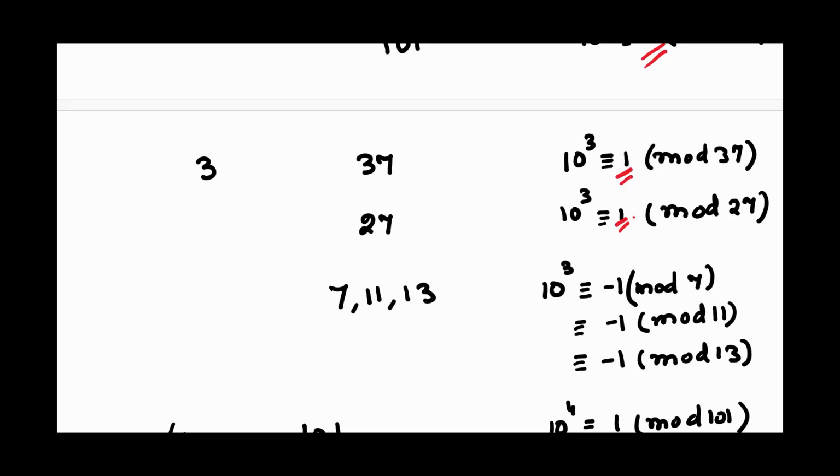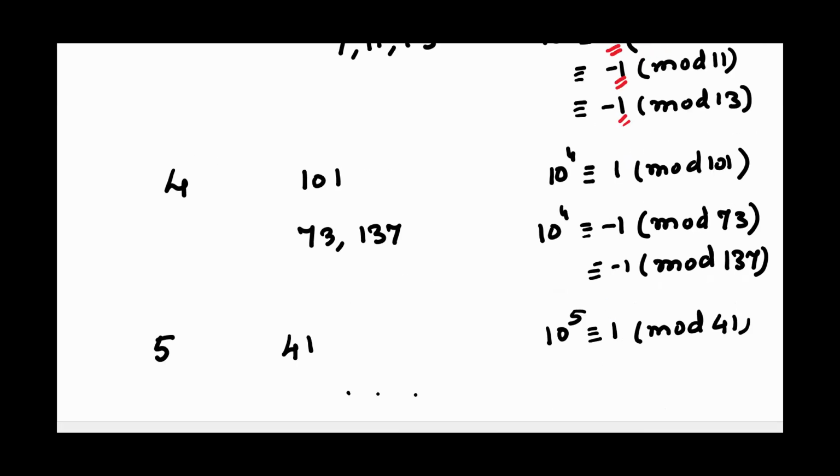In case of divisibility by 7, 11 and 13, we again take 3-digit blocks, but we will be taking alternate sign because we have a minus sign here. So besides the above tests for 7, 11, 13, you can even use this method.